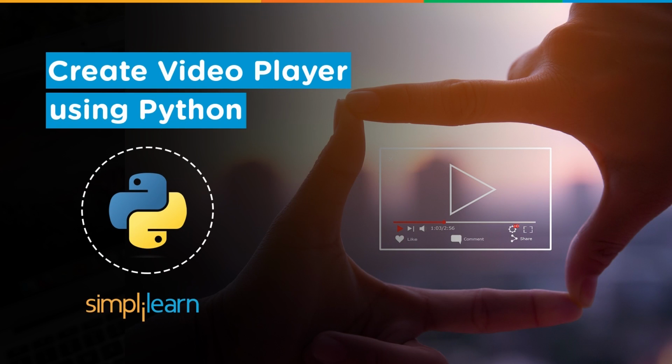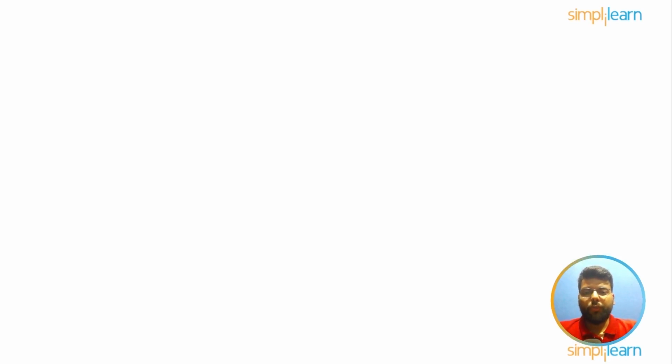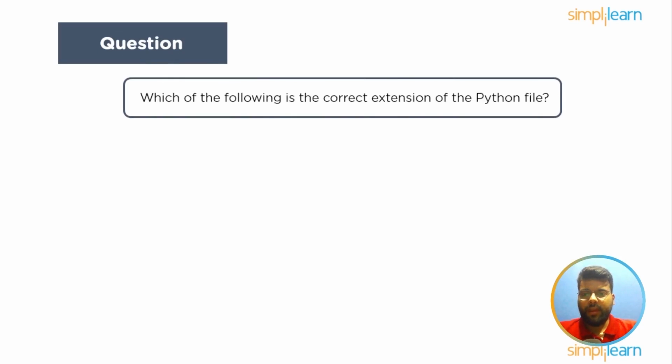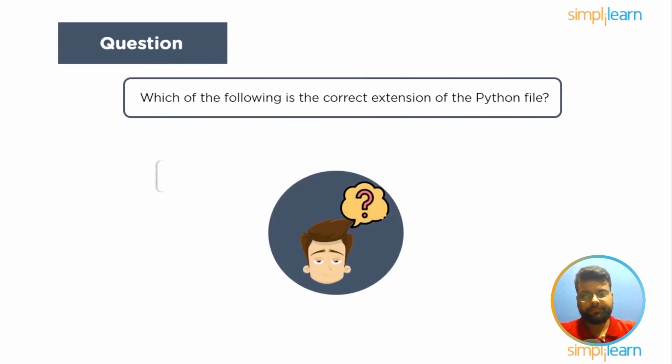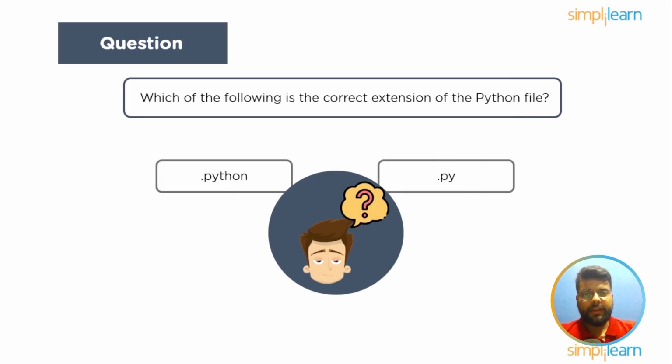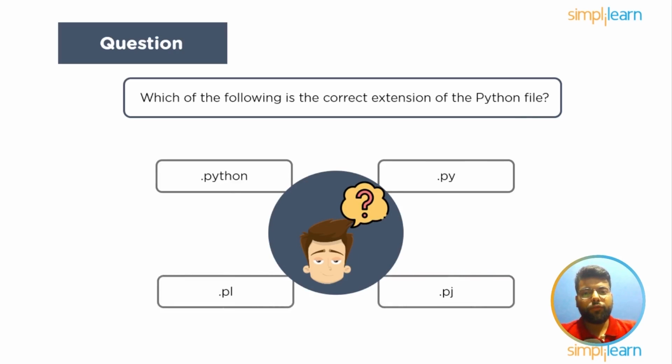Before starting, let us have a simple question to brush up on our knowledge. Your question is, which of the following is the correct extension of the Python file? Your options are, the first option is .python, the second is .py, third is .pl, and the fourth one is .pj. Please answer in the comment section below and we will update the correct answer in the pinned comment. You can pause the video, give it a thought, and answer in the comment section.